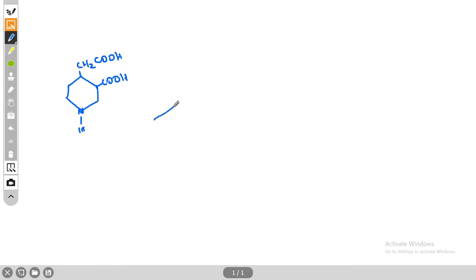What will the structure of meroquinine be? Here NH. Instead of this COOH here, in meroquinine there will be CH double bond CH2. This is CH2, then COOH. This is the structure of meroquinine.